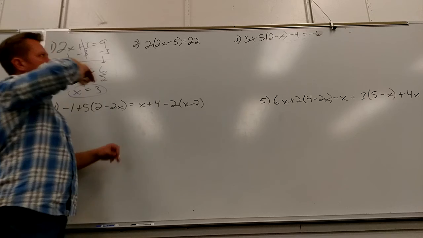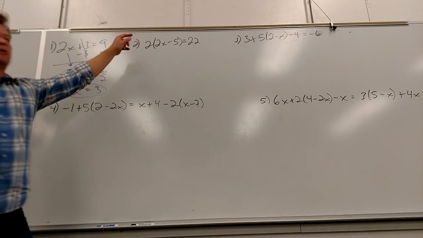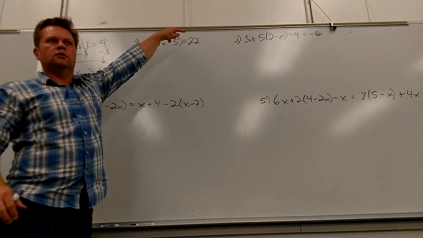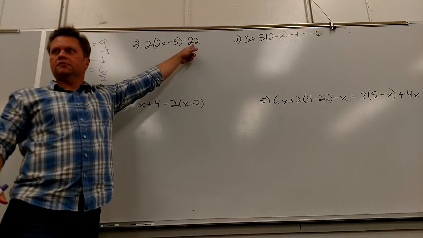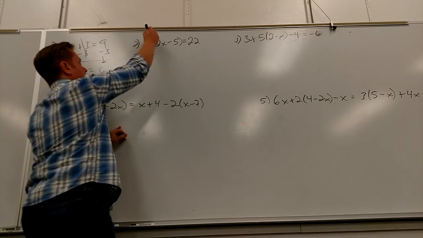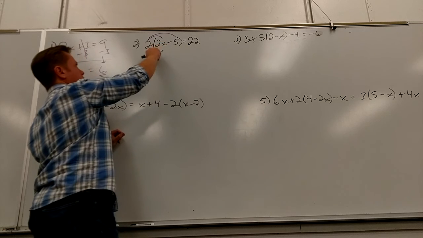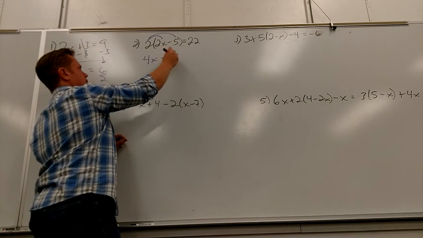Now here, there's actually two things you could do first. Well, I think most of you guys probably distributed the 2. Did anybody notice you could divide the 2 right off the bat? And then get the 11 there, so you would actually get the same answer. But let's do it this way. So if you multiply the 2 in, you get 4x minus 10.